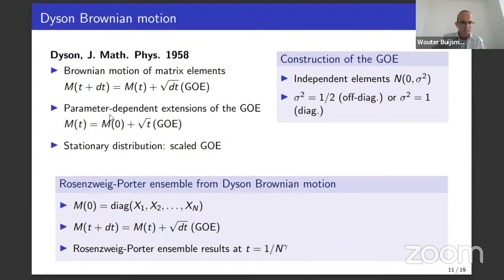If we take the initial state as this diagonal matrix, take the time evolution just as here, and we evolve this system from time 0 to time 1 over n to the power gamma, then this 1 over n to the power gamma gets a square root here. And so indeed you recover the Rosenzweig-Porter random matrix ensemble.